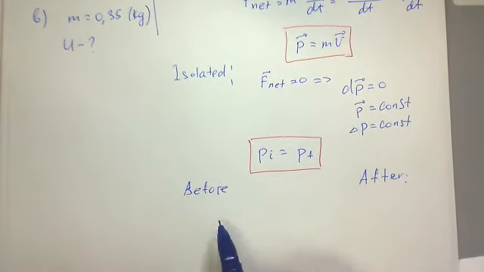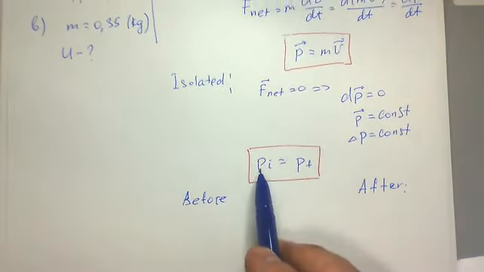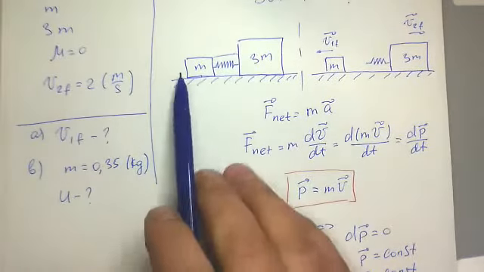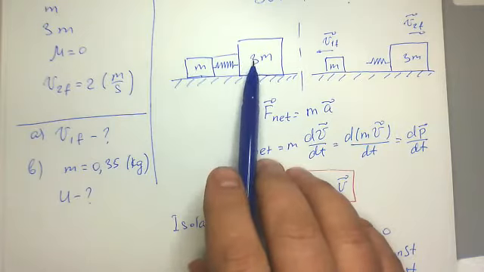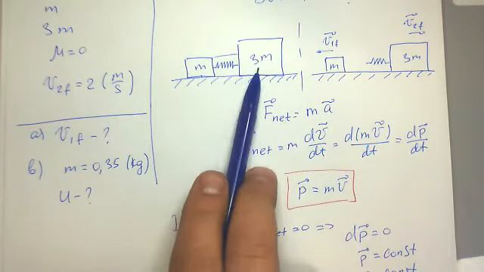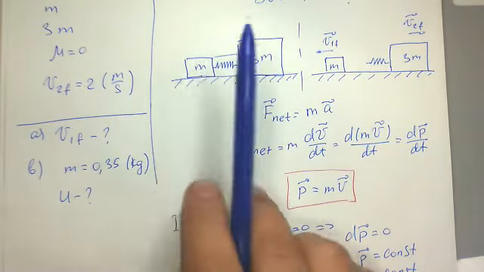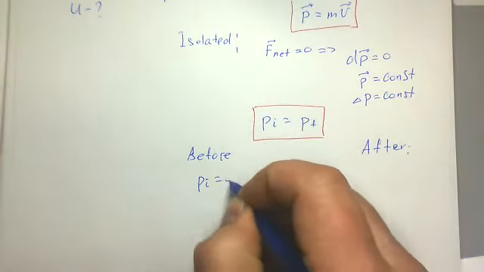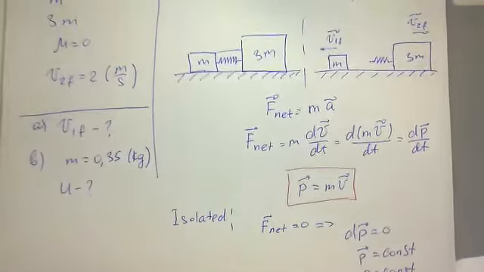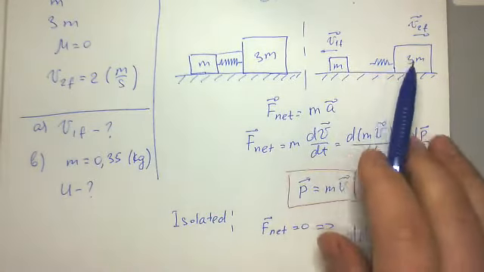So what was the initial momentum of the system? Since nothing is moving here, by the definition of momentum, it is m1 v1 initial plus m2 v2 initial, and it's 0 because they are not moving. So the initial momentum is 0, but the final momentum is not 0 because they're now moving.